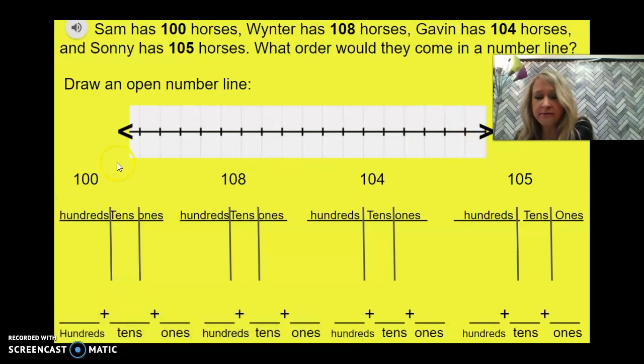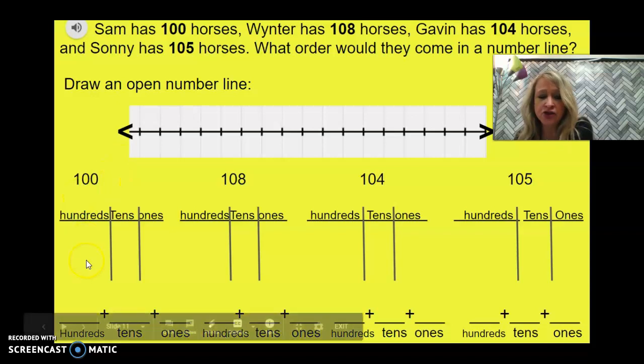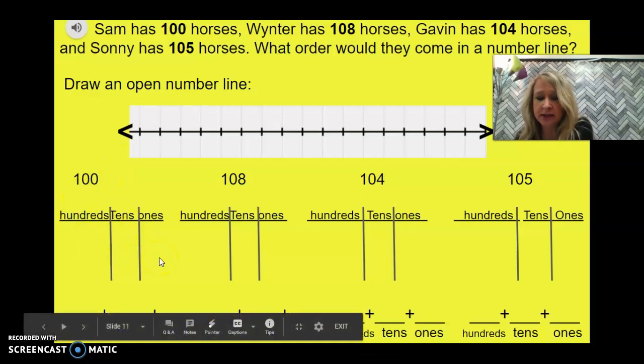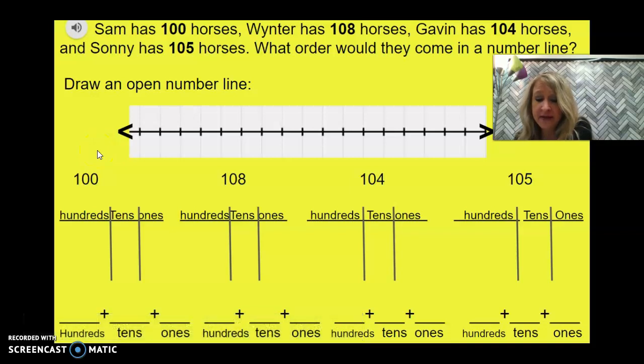Draw your number line. Then write the number 100 and draw the pictures to show the number 100. When you're finished drawing your picture model, you're going to write the number 100 in expanded form at the bottom. See the hundreds plus the tens plus the ones? Then when you are finished, you're going to take a picture of this problem and turn it into your teacher. Remember what you can use the speaker for. Click on the speaker if you need to have the story problem read to you again.